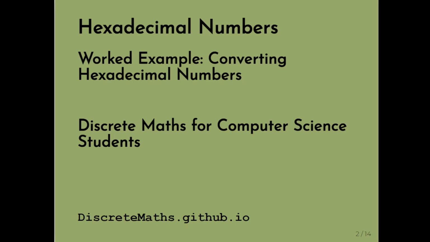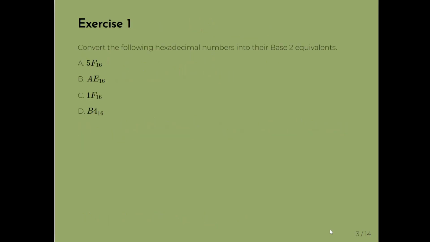Okay, in this presentation we are going to look at hexadecimal numbers. This is probably one of the first exercises you will do when carrying out hexadecimal questions in an exam. What we're going to do is convert the following hexadecimal numbers into their base 2 equivalent, say, binary numbers. This is really a straightforward exercise. I'll just show you how to do it briefly.